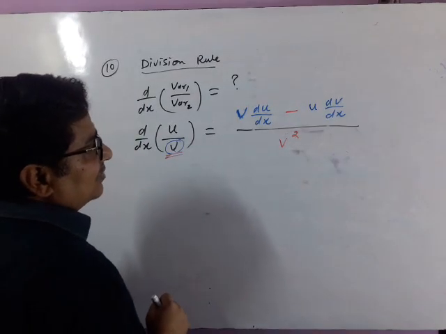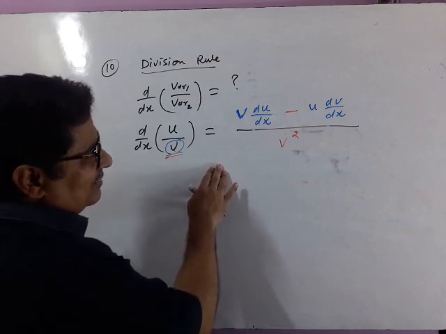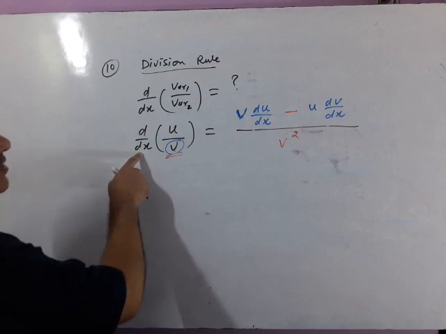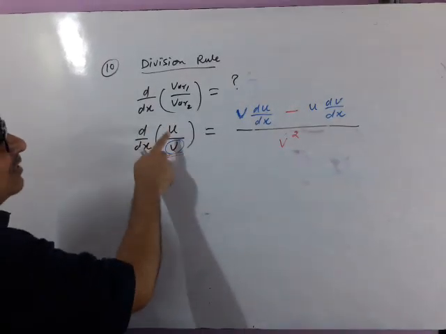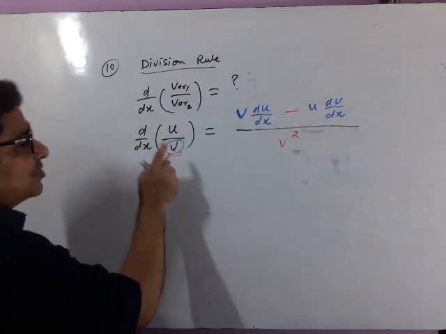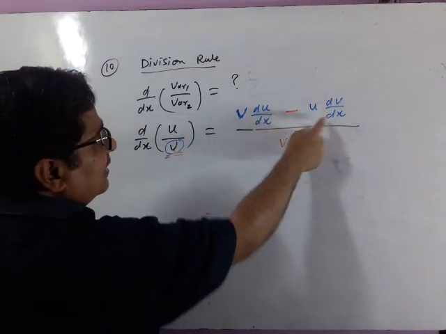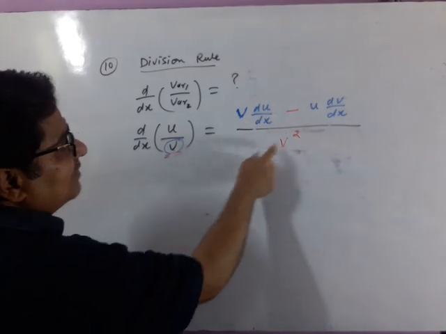Breathe in slowly and gradually. It will be used in mathematics. But I am telling you, if you are using it in your schools, differentiation of variable 1 upon variable 2, u upon v: start from v du/dx minus u dv/dx, divided by denominator v square.